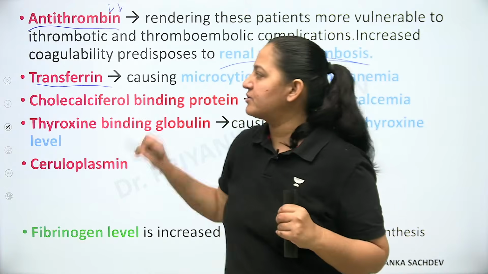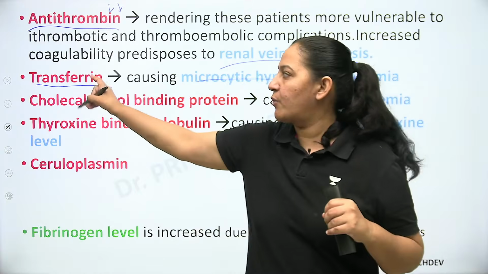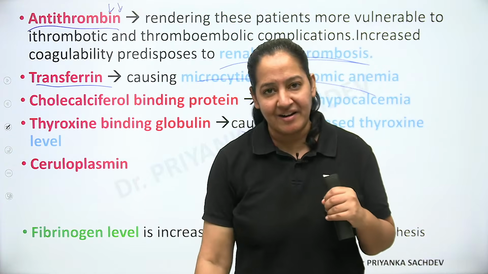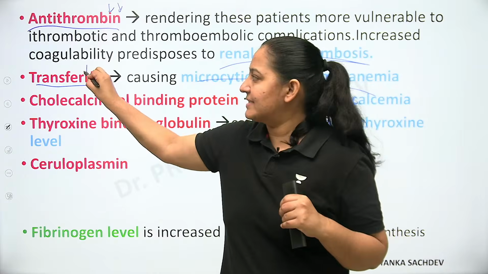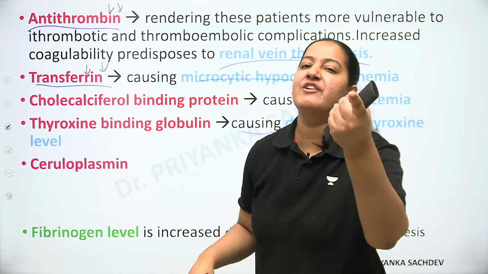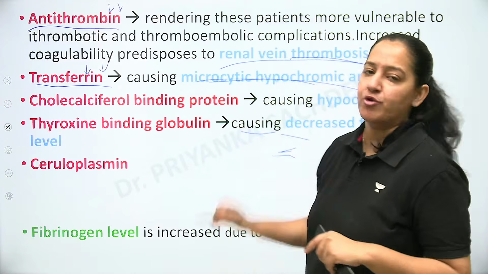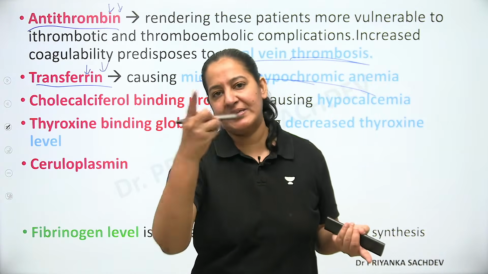The next protein which is lost in urine is transferrin. That's why the patient will be anemic. Transferrin is the transporter of iron. If transferrin is less, iron absorption will be less. Iron is less, so patients have iron deficiency anemia, which is a microcytic hypochromic anemia. So this is the reason why a patient with nephrotic syndrome presents with anemia.